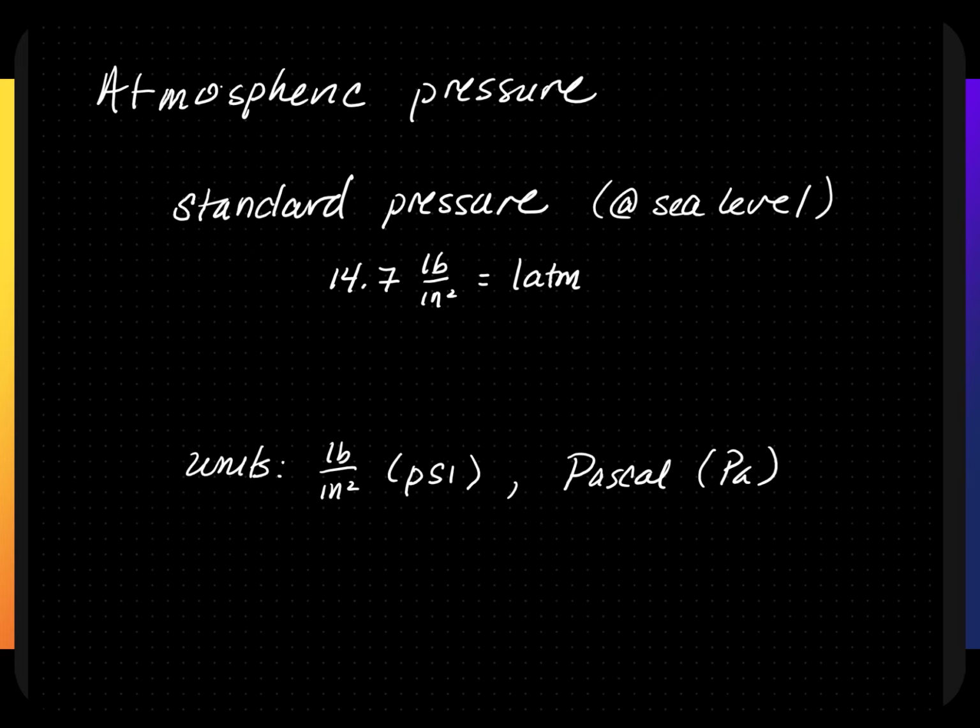You learned in chemistry what atmospheric pressure is. Atmospheric pressure at sea level, or standard pressure, is 14.7 pounds per square inch, or 1 atm. So if we are in the imperial system, we will use pounds per square inch, or psi. If we are in the metric system, the SI unit is pascals, or Pa.